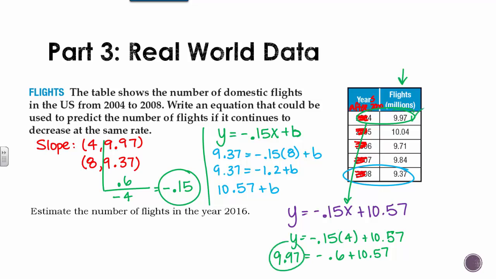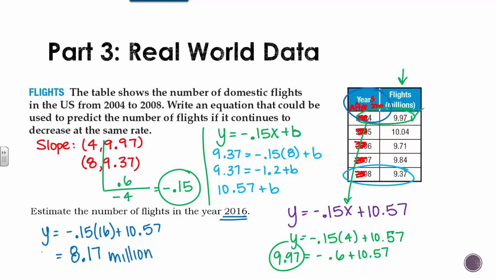So now, if I want to estimate the number of flights in 2016, I'm not going to plug in 2016. Remember, we said that we're going to make this years after 2000. So what we're going to plug in instead is 16. And then it just becomes a calculator problem. So I'll have 0.15 times 16, make that negative and add it to 10.57. And we get that the number of flights will be about 8.17 million this year.